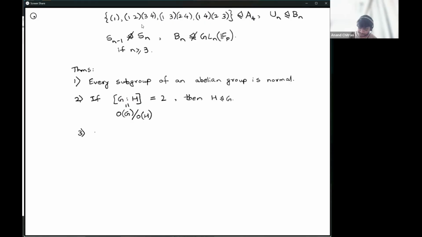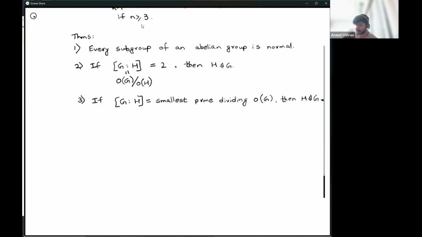Then the third one is, if G colon H, the index of H in G, is equal to the smallest prime dividing the order of G, then H is a normal subgroup of G. Okay? These are really useful facts which might show up later.